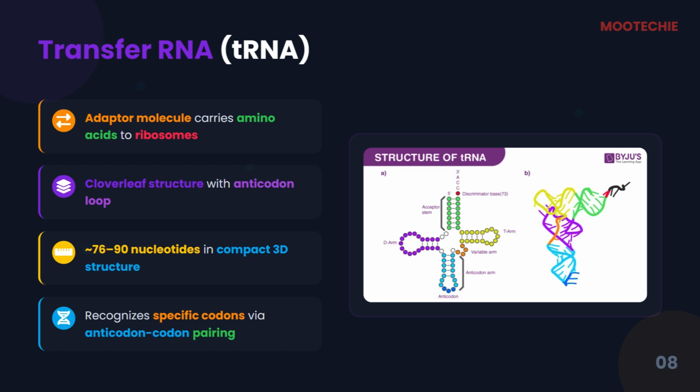Its genius is in recognition. It recognizes specific codons on the mRNA through perfect anticodon-codon pairing. The slide includes an image labeled Structure of tRNA. It shows the classic 2D cloverleaf diagram with its loops and stems clearly visible, giving us a sense of the complex yet orderly shape of this molecular translator.